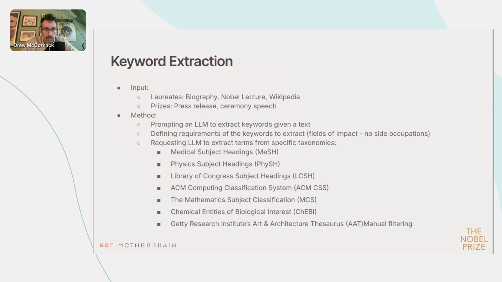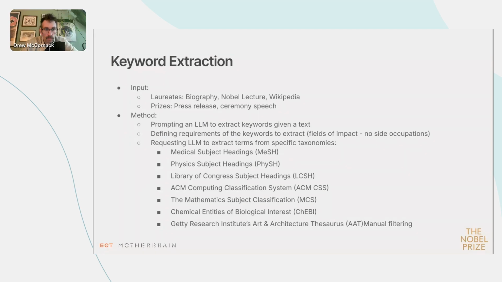So the first step was keyword extraction. As I said, as our input, we had the laureates, we had their biographies, the lecture they may have given during their acceptance, and the Wikipedia. And then on the prize side, the Nobel Prize organization puts out press releases and an introductory speech about this laureate that is also recorded and documented before they receive their prize. And then for the method, we tried a couple different things, but the method we settled on was giving a document to an LLM and saying, please extract the keywords, just ask for keywords given this text.